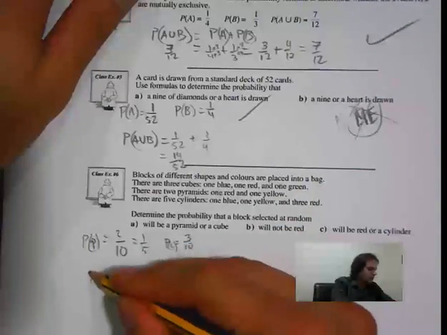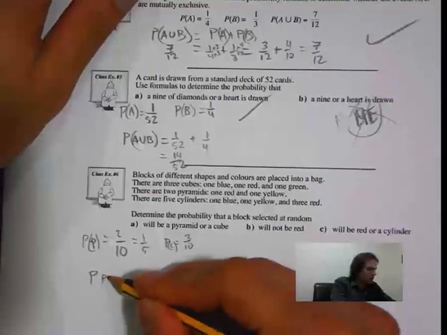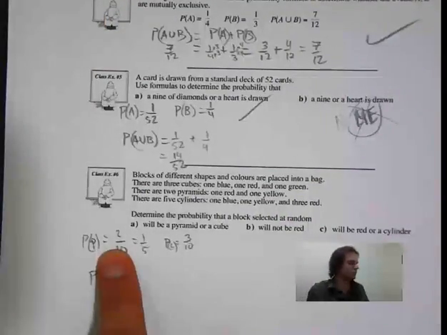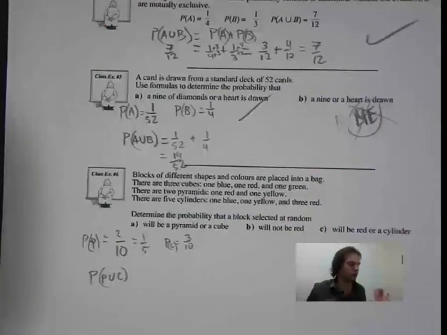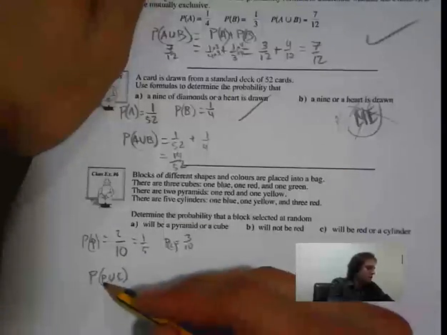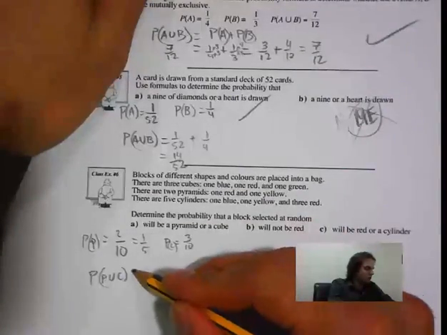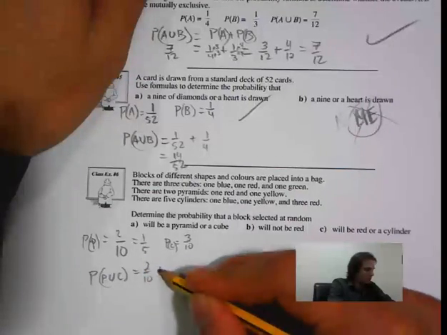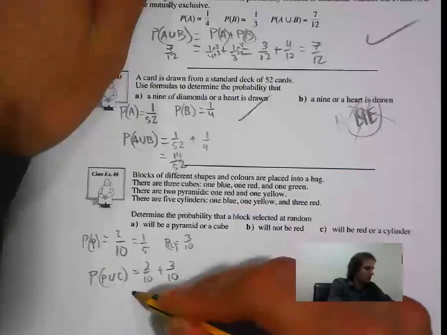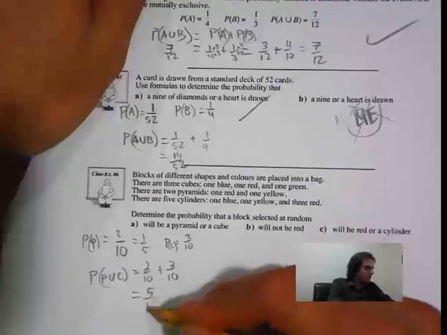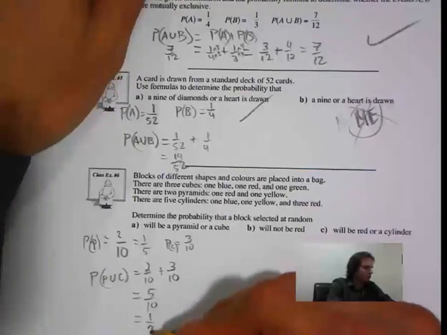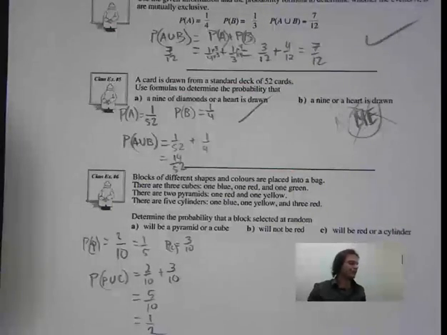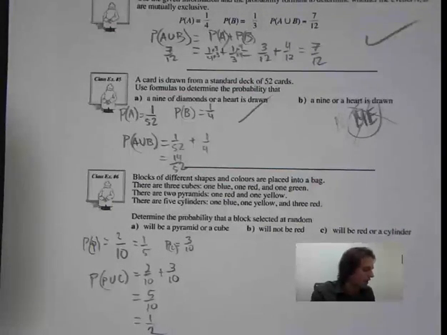So, the probability of a pyramid or a cube. Now this is definitely mutually exclusive because there are no pyramids that are cubes. We're not looking at colors here. The probability of a pyramid or cube is equal to 2 out of 10 plus 3 out of 10, which is equal to 5 out of 10, which is equal to 1 over 2. That's it. So, now what is the probability it will not be red?